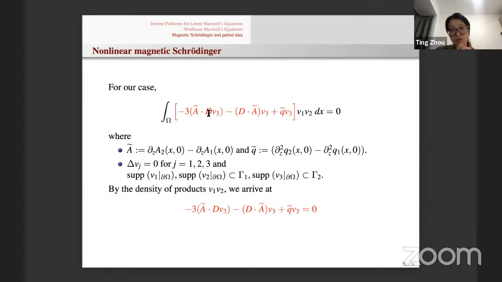And the other, yeah, I see. And the other question is, can you remove that holomorphicity assumption?